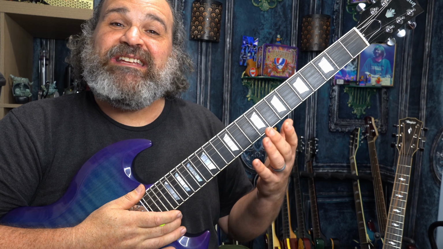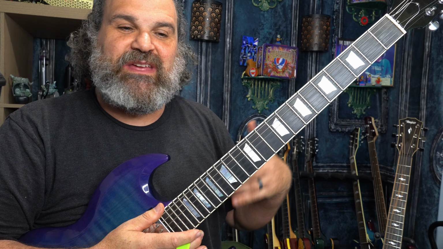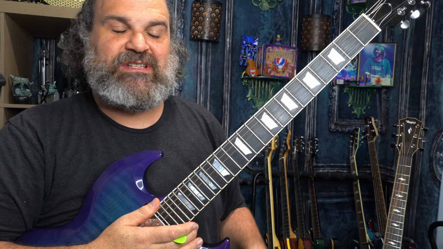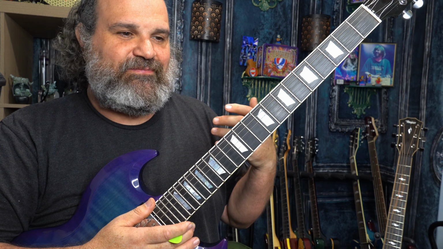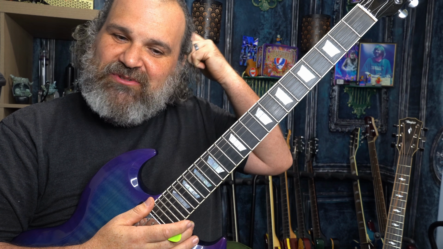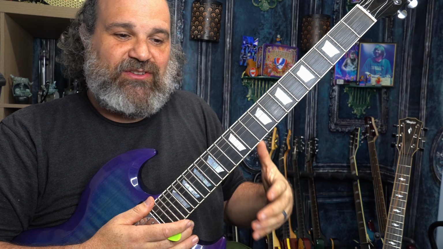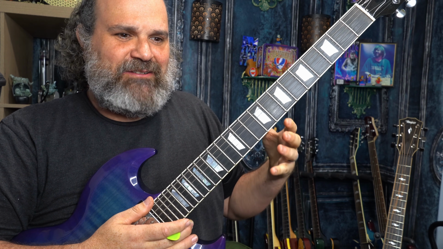So let's look at the exposition. The exposition occurs at the beginning. It introduces the main character, setting, and basic situation needed to understand the story. When it comes to a story, the exposition is usually the first 1, 2, maybe 3 chapters. It gives us an idea of what we're dealing with. Now, if it's a cool story, or a simple story, the exposition could be simple, delicate. If it's a story about war or something, it could come in really fiercely.